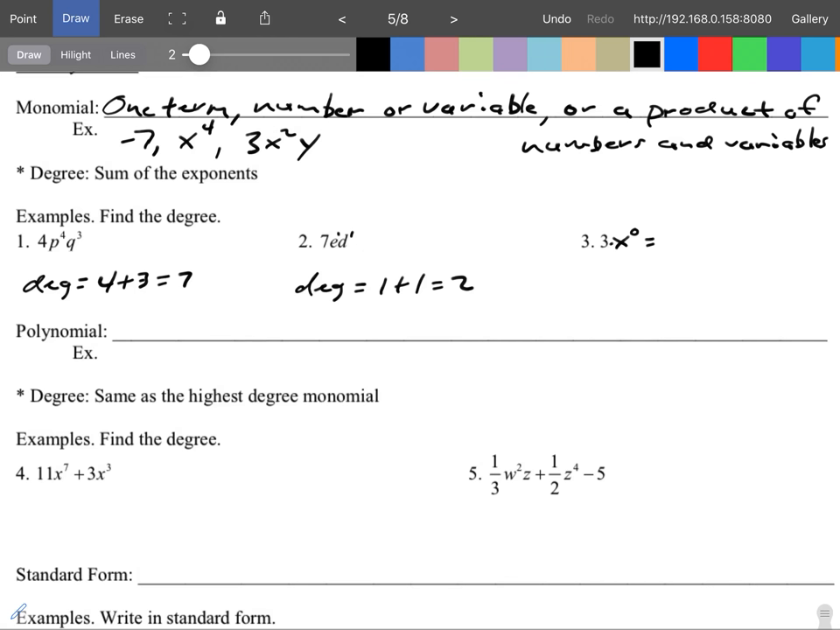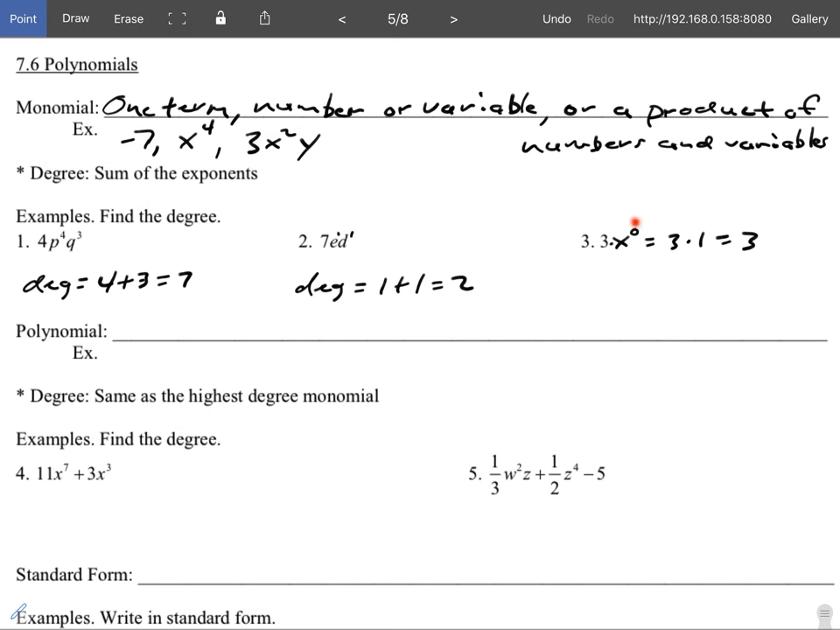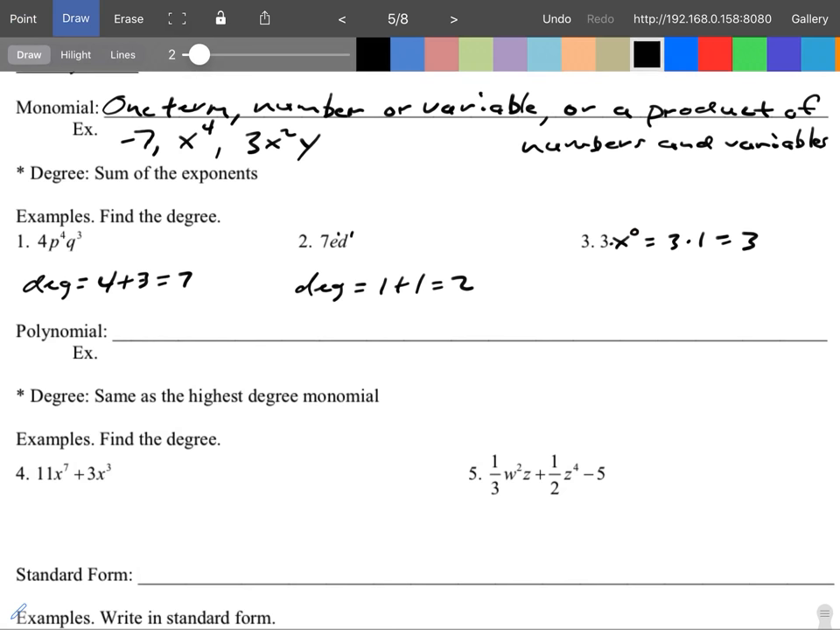So really, that's just the same thing as 3 times 1. Well, you can see then the degree there is going to be just this power right here. So that monomial has degree of 0. So the degree is equal to 0. So if it's just a number or just a constant, the degree is 0.